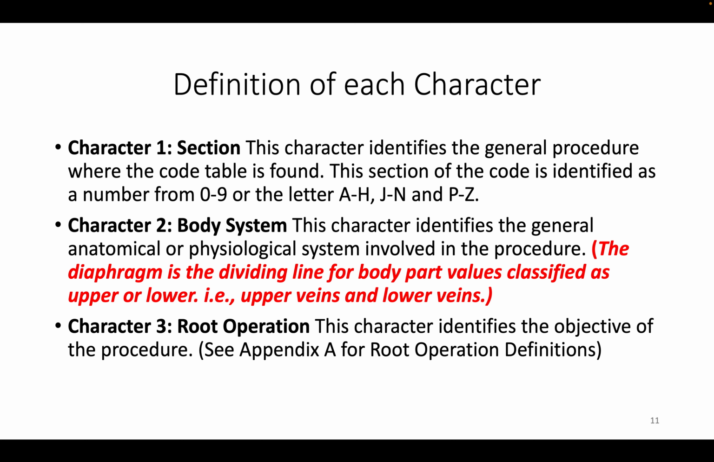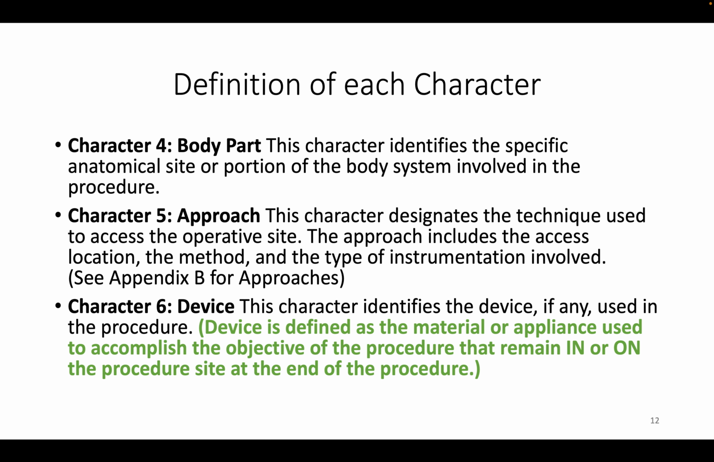Character 3 is your root operation. There are, I believe, like 31 root operations, so we'll go through those shortly. This character identifies the objective of the procedure. Definition of each character continues. Character 4 is your body part. This tells which part of the body is having surgery performed on it.